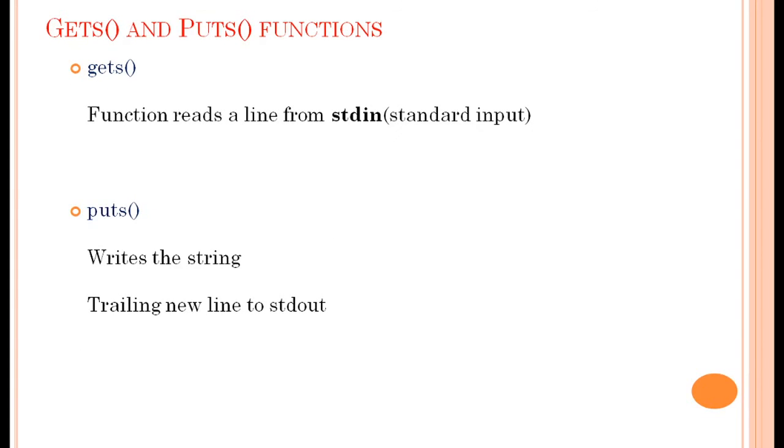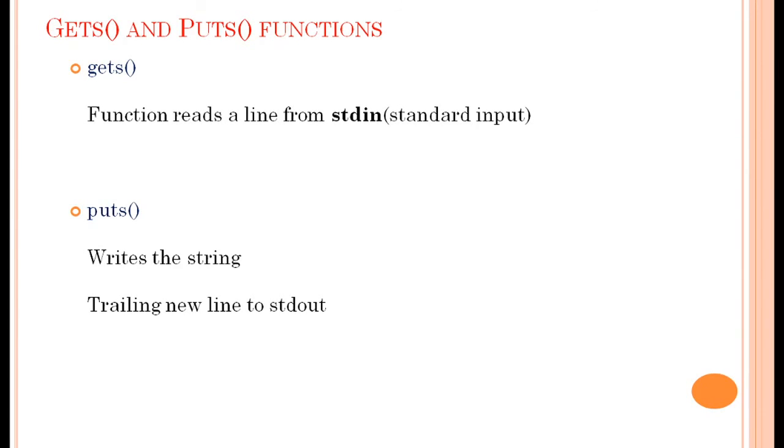Now the next functions are gets and puts. The gets function reads a line from the standard input, or you can say stdin, into the buffer pointed to by str, that is the string pointer, until either a terminating newline or end of file occurs. In simple language, it reads characters from the standard input and stores them as a string.